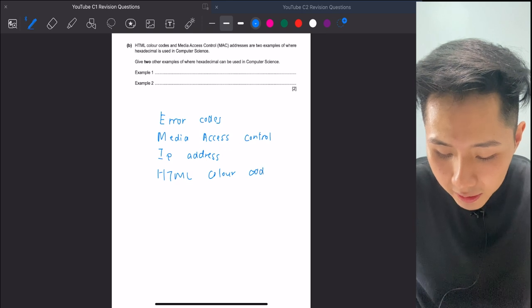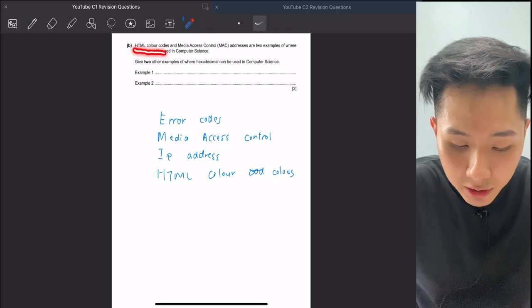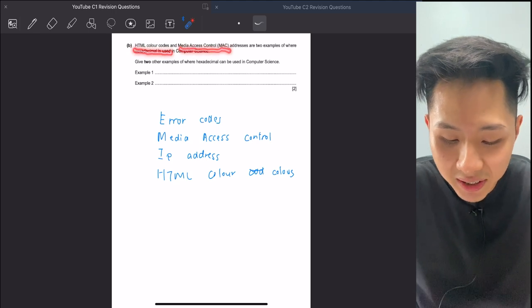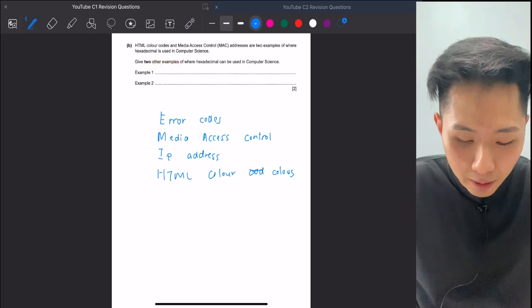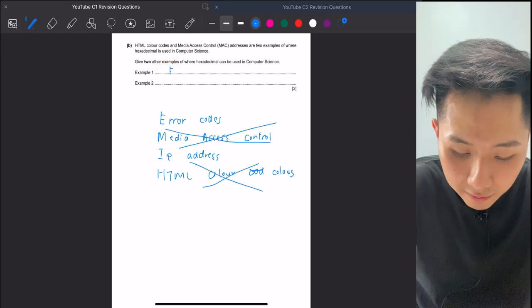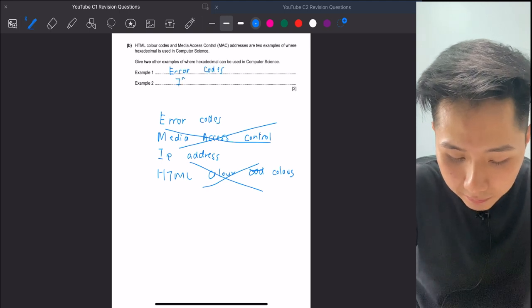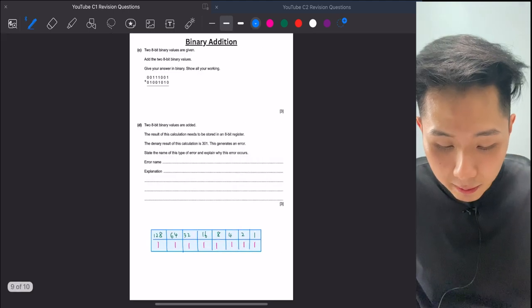As you are doing this kind of question, please be very careful because they have already given you HTML color code and media access control, meaning you can't write them as your answers. They said two other examples. So I'm not going to write this. I only have two left, error codes and also IP address. That's it.